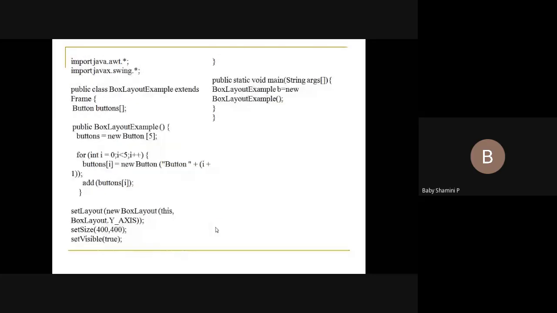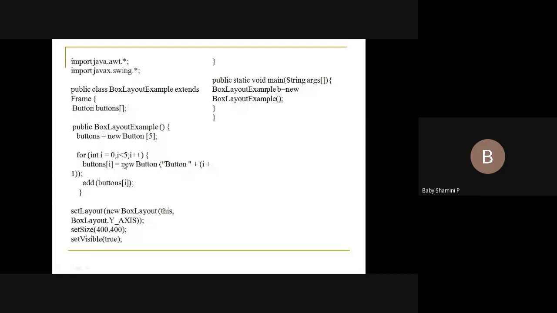And box layout means, based on the axis, it allocates all the components. Whether it is top to bottom or left to right, based on the axis value it allocates all the components. I am using the array concept to create the button components. Again I am going to use the method add and add all the components in a certain region. Here we have to declare setLayout with axis. That is the main thing.